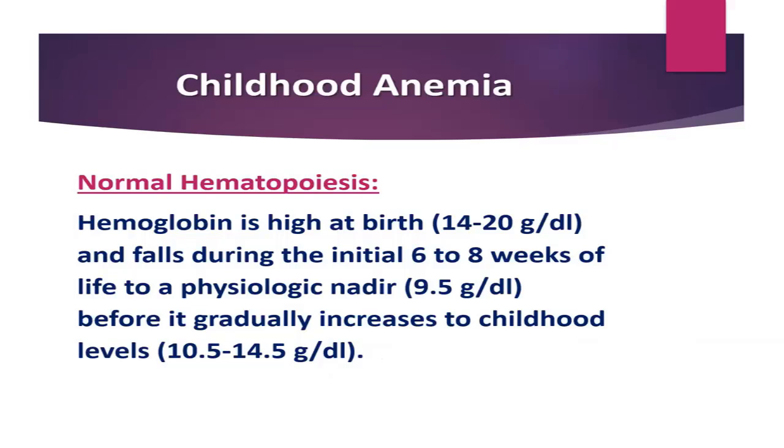In utero, the hemoglobin level is high because oxygen tension is low, around 65%. So the fetus needs a higher level of hemoglobin to deliver oxygen to the tissue. But after birth, with the expansion of the lung and rise in saturation of oxygen to 100%, this level of hemoglobin will decrease in the initial 6 to 8 weeks of life to reach a physiologic nadir of 9.5 gram per dL. Then it gradually increases to the childhood level, ranging between 10.5 and 14.5 gram per dL.